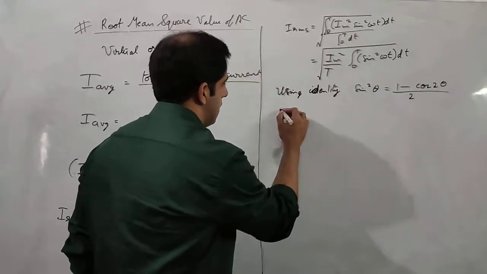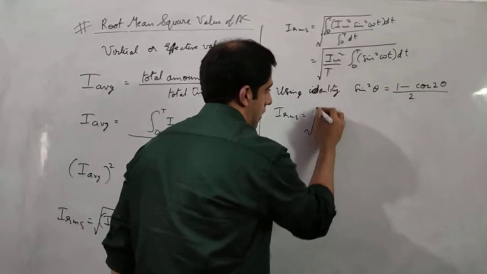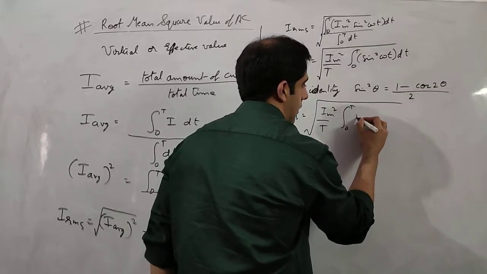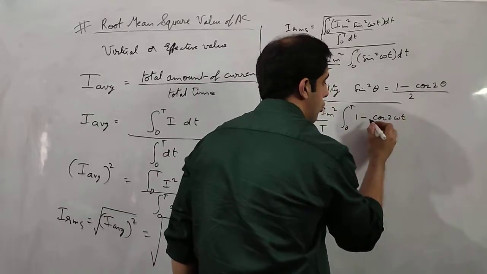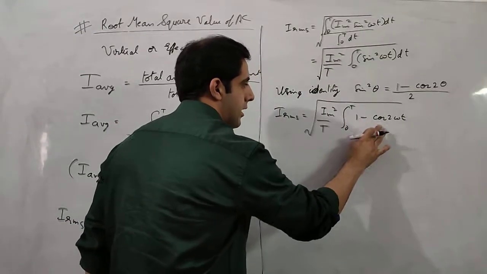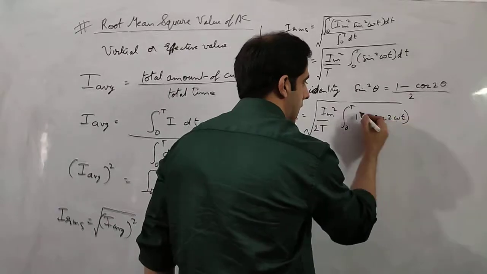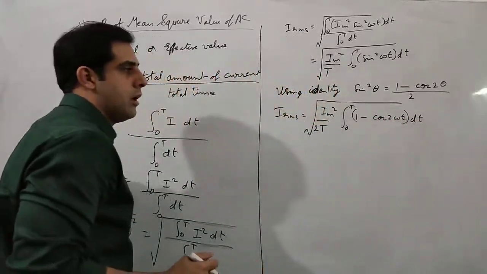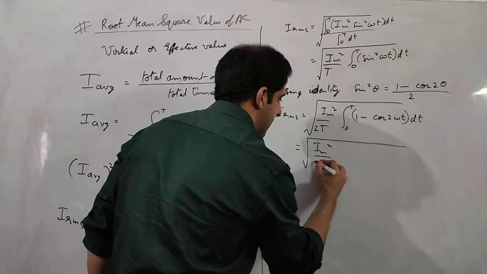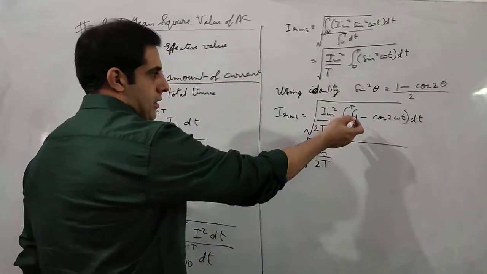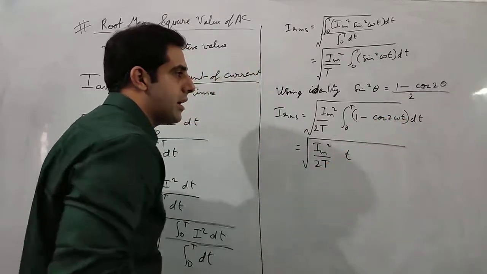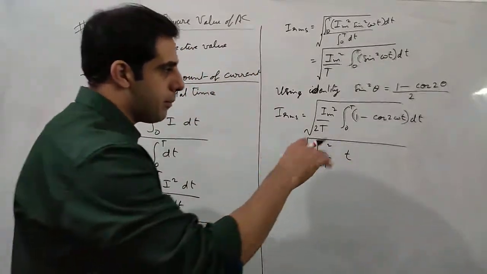So we are integrating 1 minus cos 2 omega t upon 2. This 2 can be taken outside. It is a constant value. It will not be integrated. So we have 2t, and this we are going to integrate with respect to time. This is the mathematical part that you can do yourself. Integration of 1 will be t. Integration of cos 2 omega t is sin 2 omega t upon 2 omega.